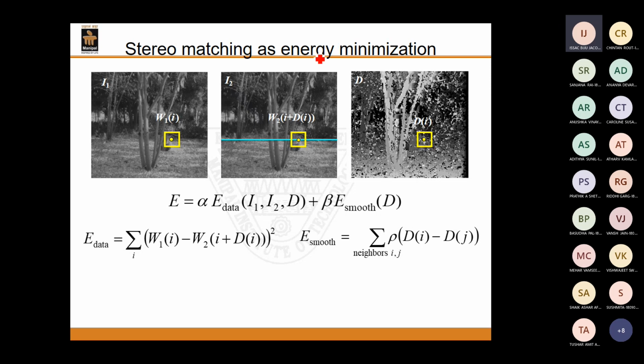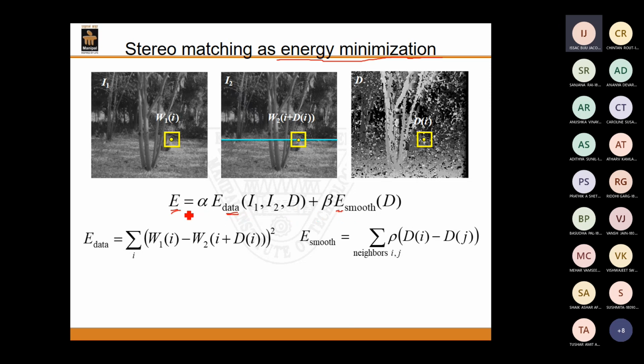So this technique, where you put this constraint of smoothness, how we achieve it is by formulating that as an energy minimization problem. So what you can do is build an error function in terms of the similarity between the two windows as well as imposing the smoothness constraint.